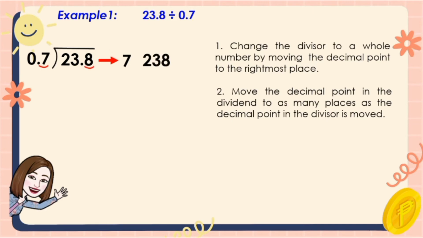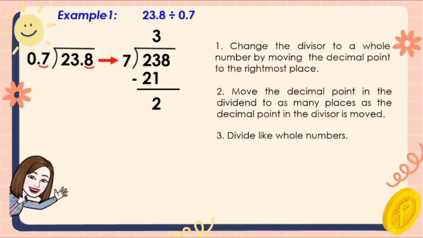So, our new dividend is 238. Step 3. Divide like whole numbers. 23 divided by 7 equals 3. 3 times 7 equals 21. Subtract 23 and 21, the answer is 2.